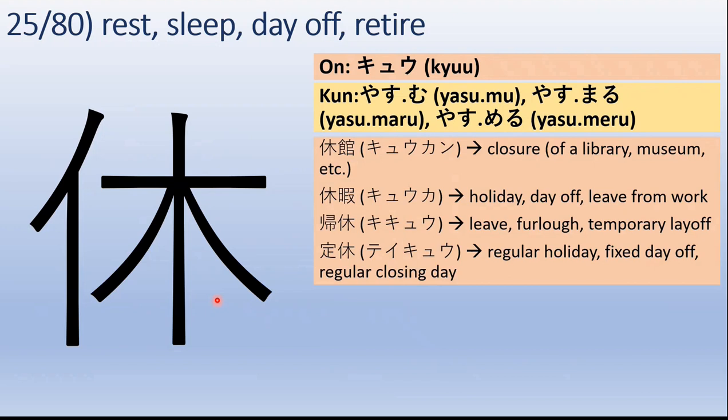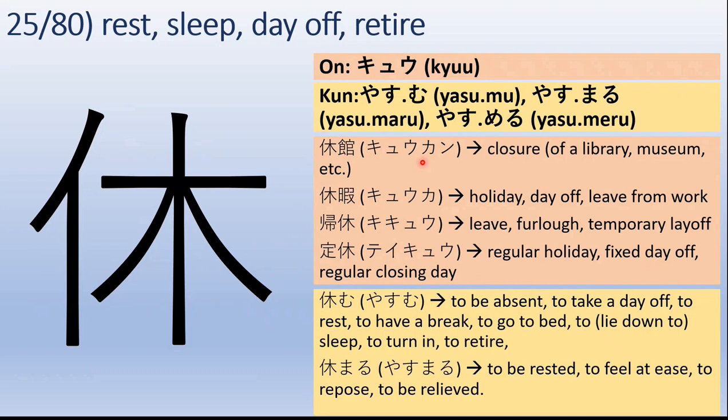In terms of usages in On'yomi, we have Kyukan, which means closure of a library, museum, etc. Then we have Kyuka, which is holiday, day off, or leave from work. Then we have Q, which is leave, furlough, or temporary layoff. And then we have Teikyu, which is regular holiday, fixed day off, regular closing day. So basically, this kanji represents a vacation or resting kind of thing.